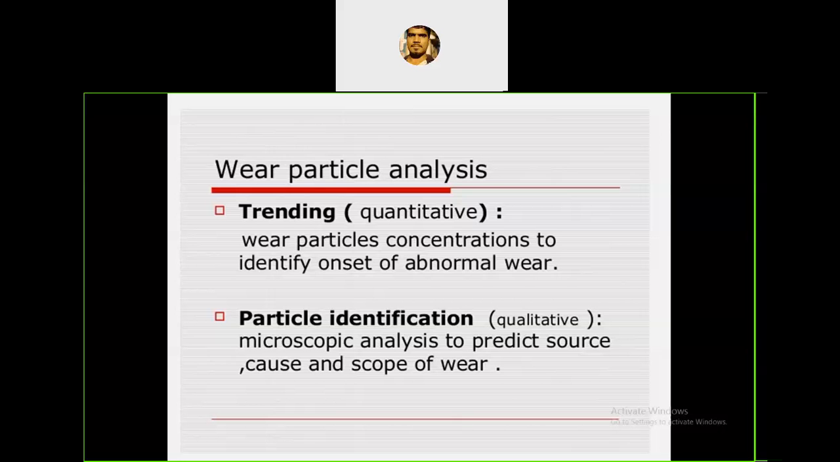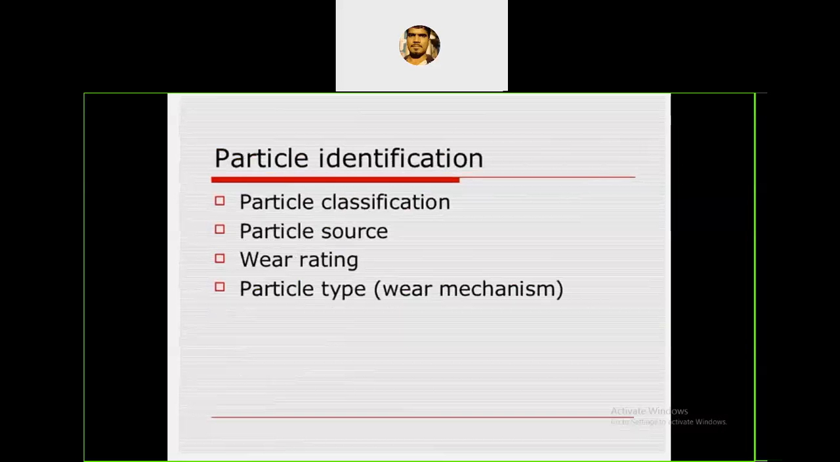So these are the two types: one is trending and the other is particle identification. Next is the particle identification. Again, particle classification is there, particle source, wear rating, and particle type. So these are the sub steps.